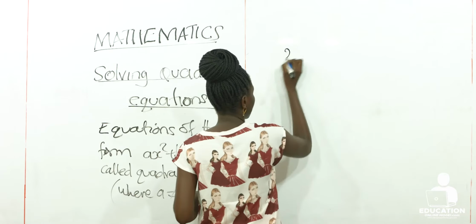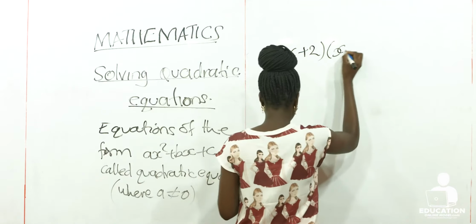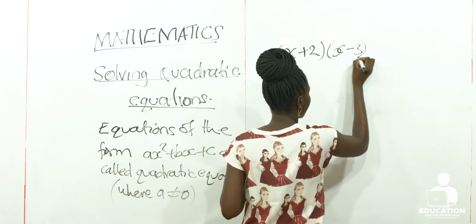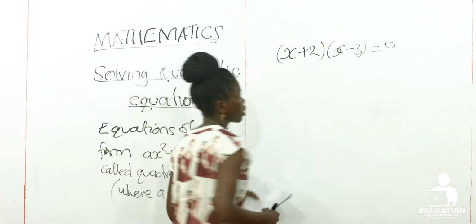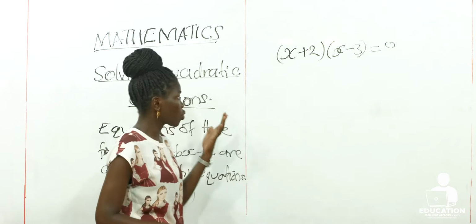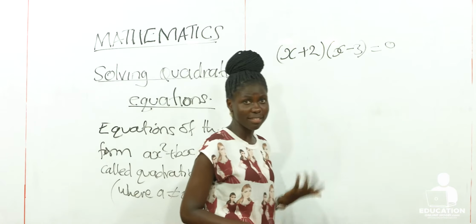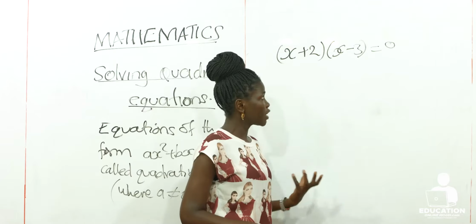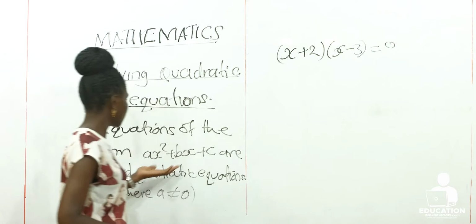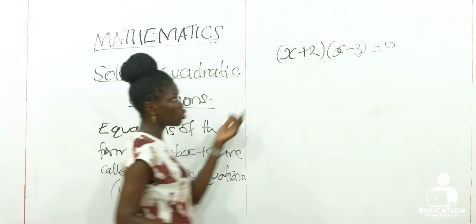Let's take an example of x plus 2 into x minus 3, and we equate it to 0. If given an expression, you come and factorize it, and at the end of the day you will be left with two factors, just like we said earlier on. After factorizing the expression originally given in the question, you'll be left with two factors.